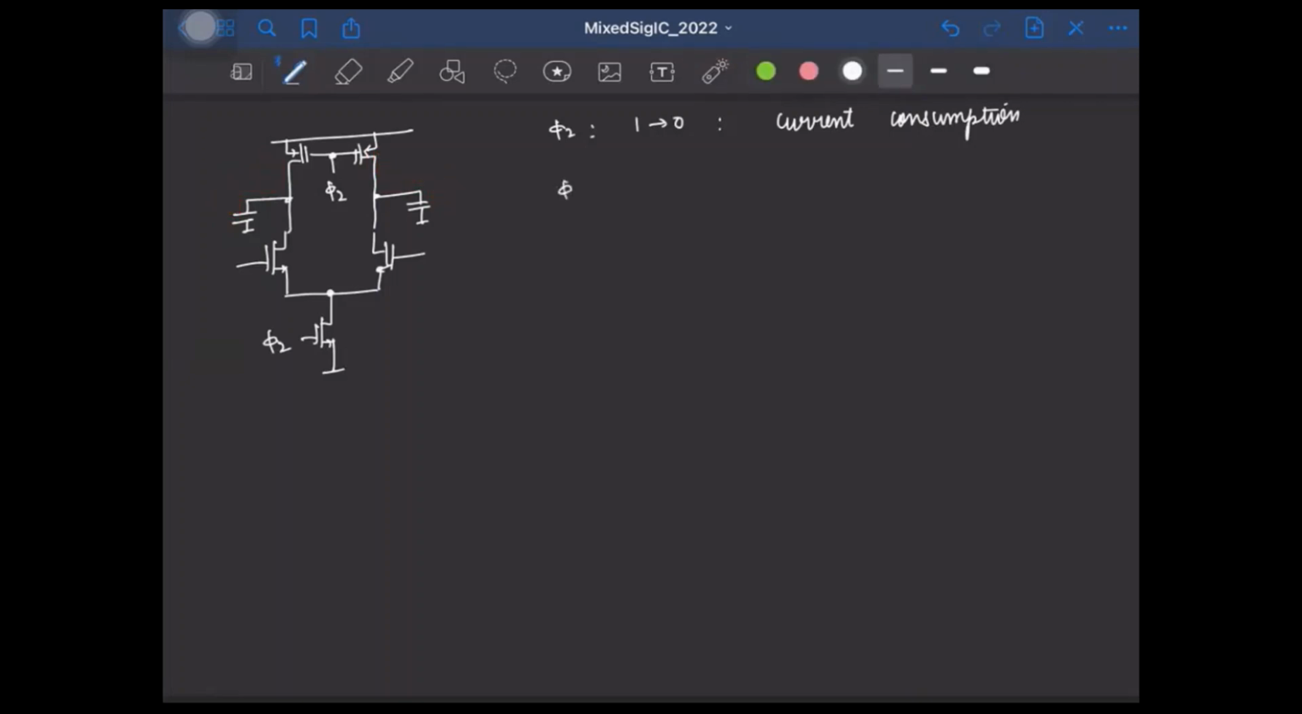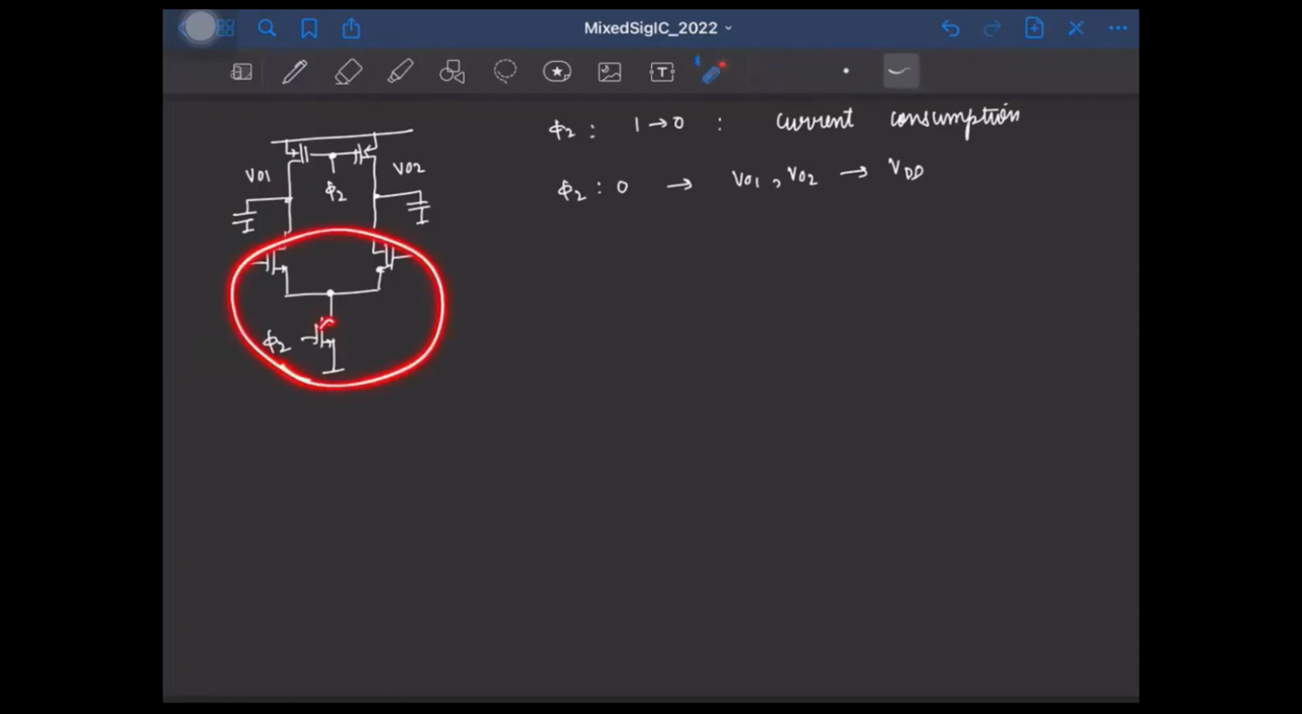So finally, when phi 2 is at 0, if I call these 2 outputs VO1 and VO2, both VO1 and VO2 will be reset to VDD, right? And this transistor is completely off, and this portion is completely inactive. Okay, so now let us say phi 2 is made high. What will happen? Now these 2 PMOS transistors will turn off, and this will turn on. So the equivalent circuit will look something like this.